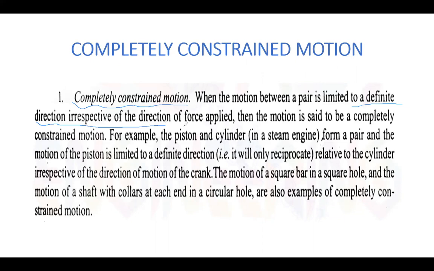Okay, for example, the piston and the cylinder form a pair, and the motion of the piston is limited to a definite direction. It will only reciprocate. This is the definite direction of the piston with respect to cylinder, relative to the cylinder, irrespective of the direction of the crank. The motion of the square bar in a square hole and the motion of the shaft with collars at each end in a circular hole are also the examples of completely constrained motion.